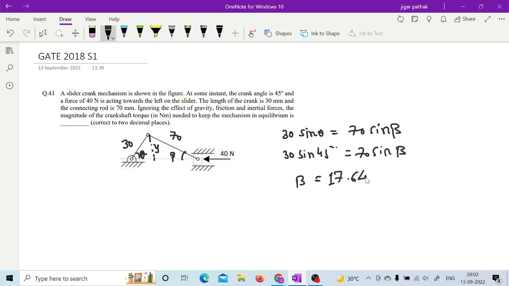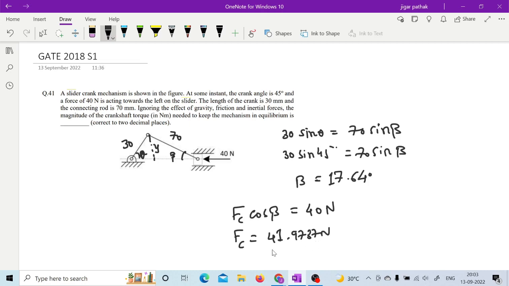17.64 degree, right? Now if you see here from the figure, this Fc cos beta is equal to crank effort, which is 40 Newton, right? So if you calculate this Fc from that cos beta we have already calculated, you will find that Fc is equal to 41.9737 Newton, almost it will be equal to this.